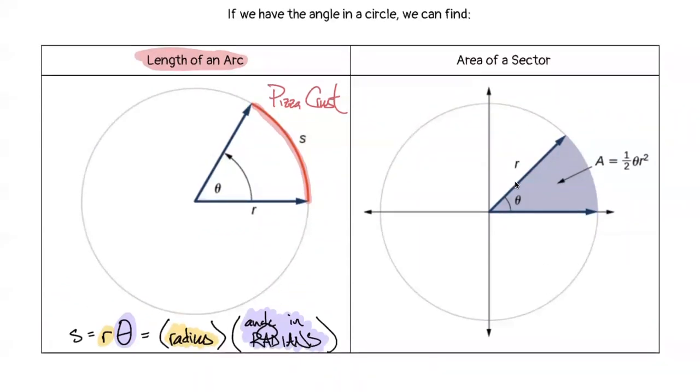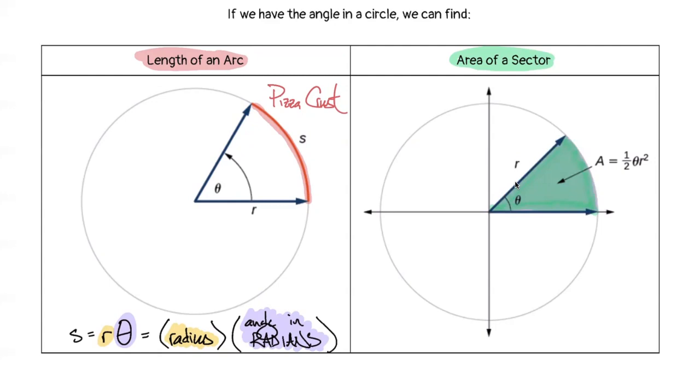On the flip side, we have the area of a sector, all right? That's probably the part of the pizza that I like better, which is the part with the cheese and the toppings, whatever toppings I want, right? So this region, right, this area is called a sector.